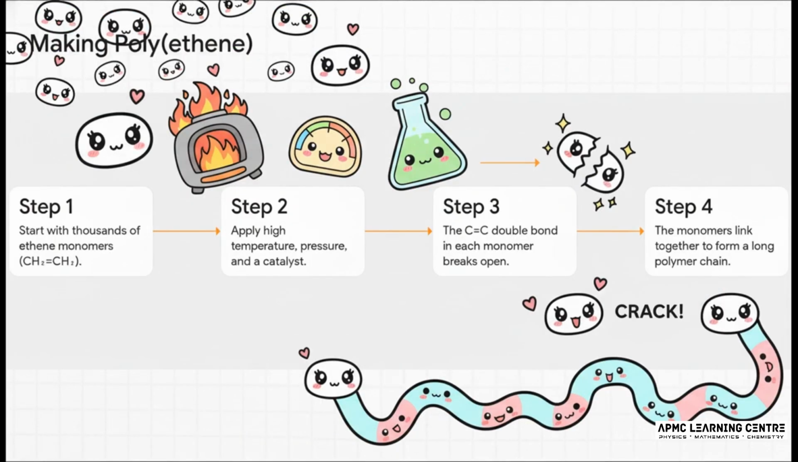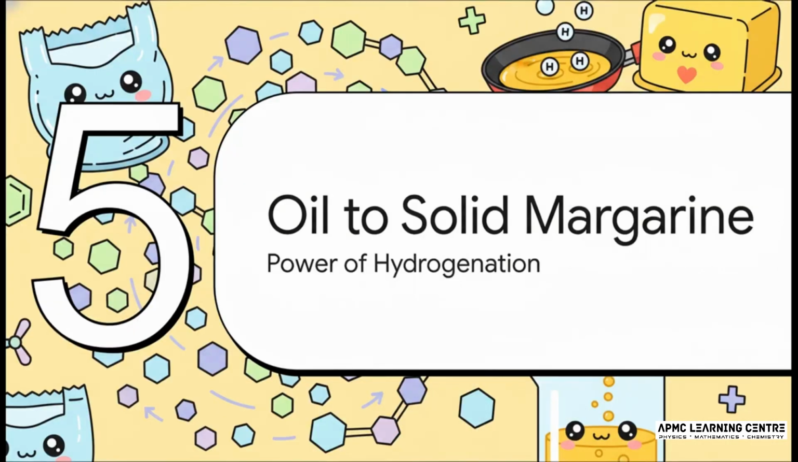So how do we do it? We take our ethene monomers and we hit them with high temperature and high pressure, along with another special catalyst. Under these conditions, that reactive double bond in each and every ethene molecule breaks open and they just start linking up end to end, forming this massive chain molecule called polyethylene, which I guarantee you know as the most common plastic in the world. From plastic bags to margarine.